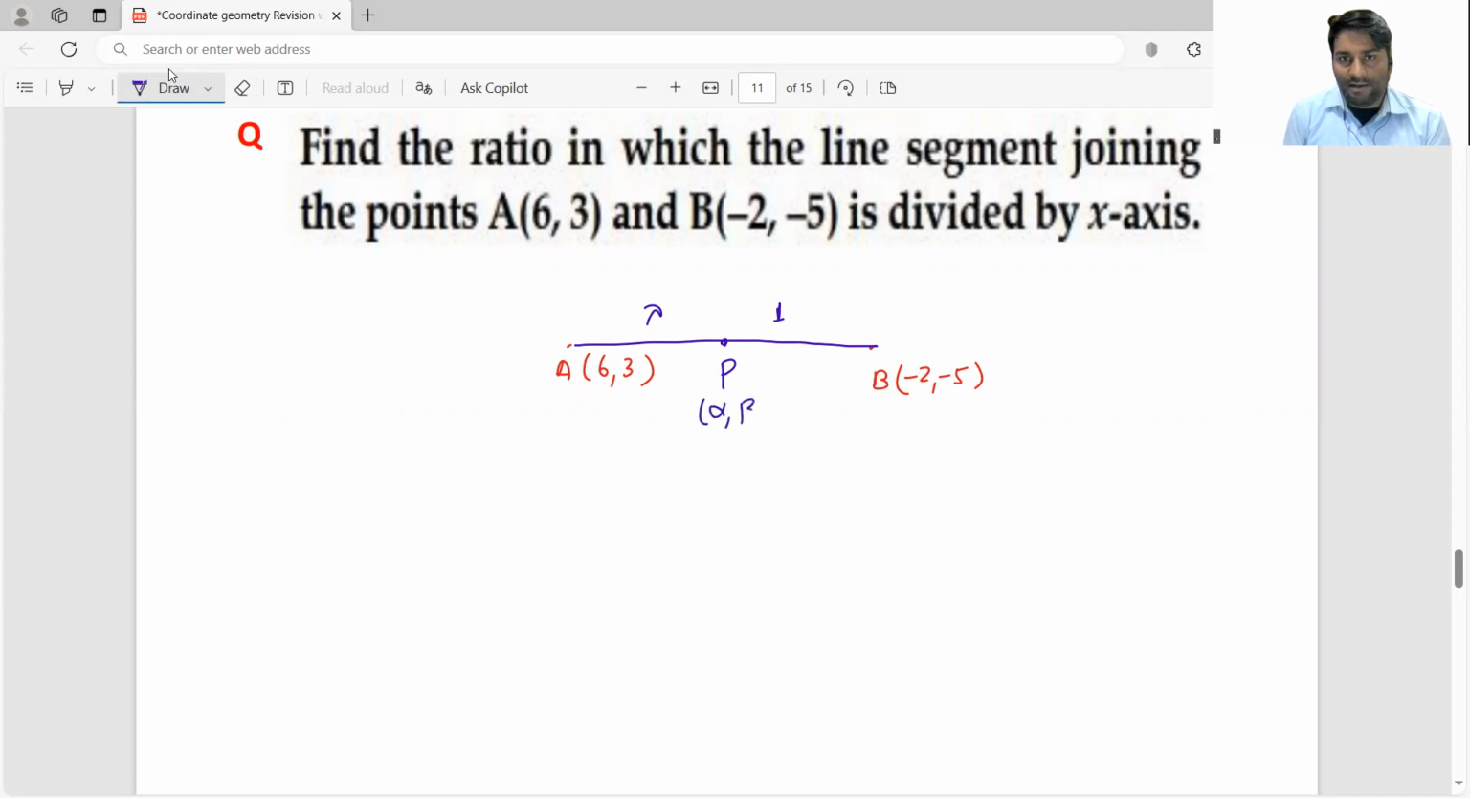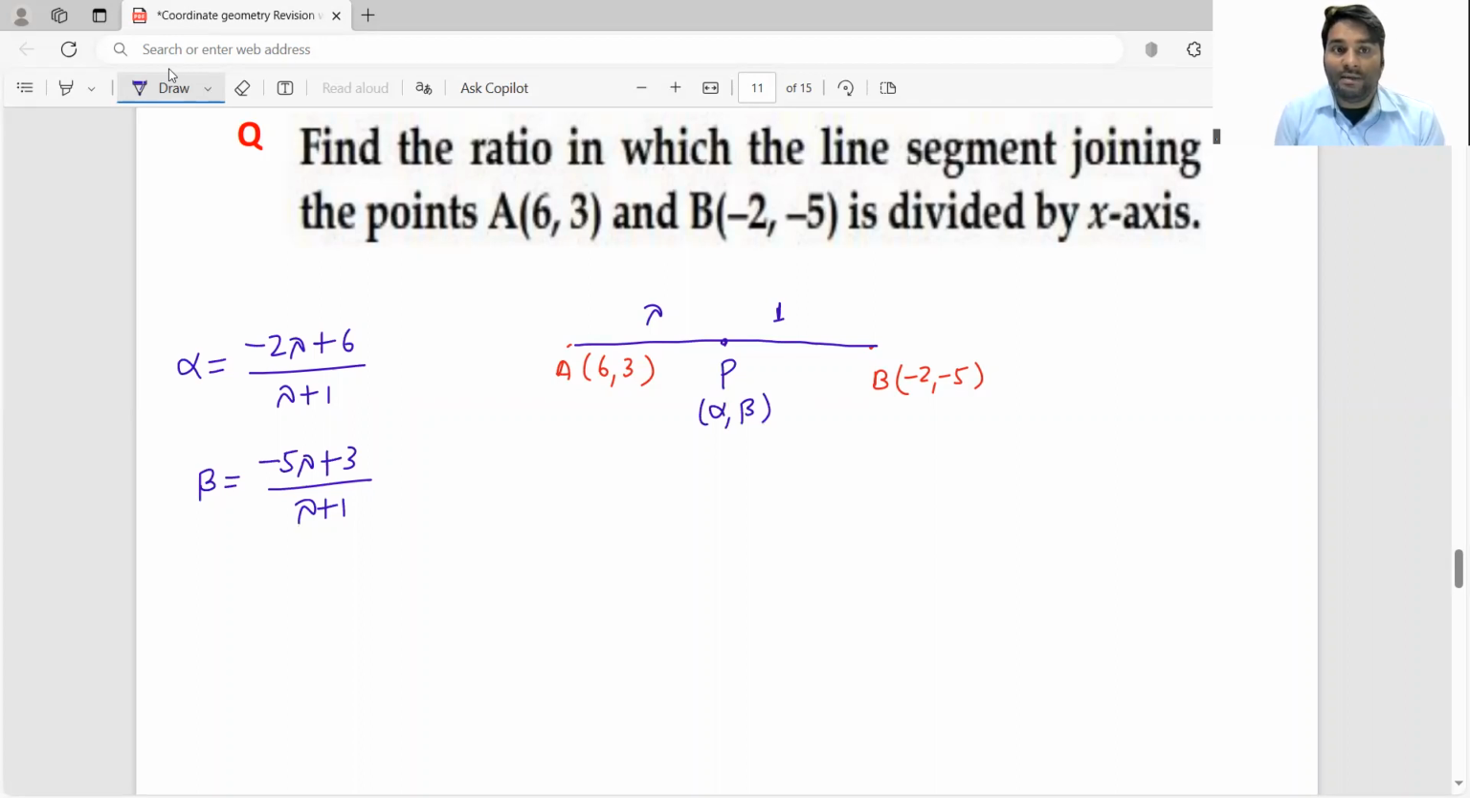Suppose this is (alpha, beta). Again, what will be alpha? Alpha will be -2 lambda plus 6 divided by lambda plus 1. Now what is beta? Beta will be -5 lambda plus 3 divided by lambda plus 1, right? Now you can see, the line segment joining these points is divided by the x axis. That means this point is going to lie on the x axis, and we all know on the x axis the y coordinate will be 0.